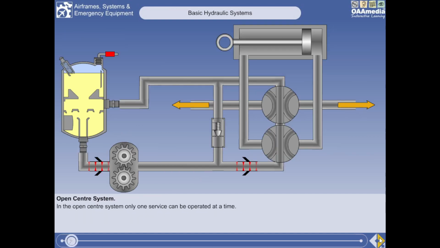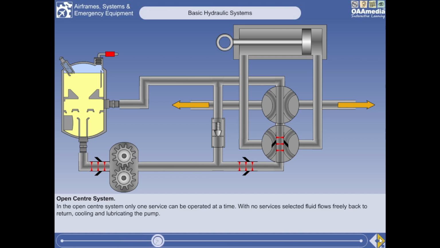The simplest hydraulic system used in aircraft is the open center system. Its main disadvantage is that only one service can be operated at a time. Fluid flows from the pump, through the pressure filter to the first selector valve. If the service connected to this valve is not operating, then the valve will be in the position shown, and the fluid will flow through the central port to the second selector valve.